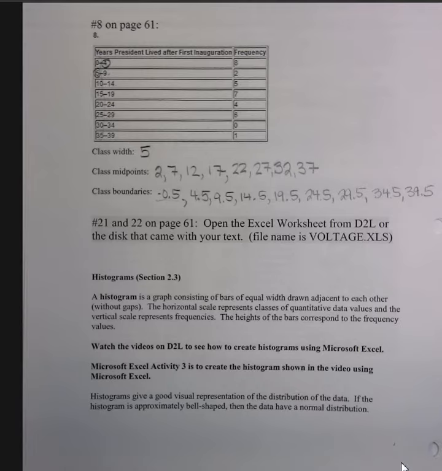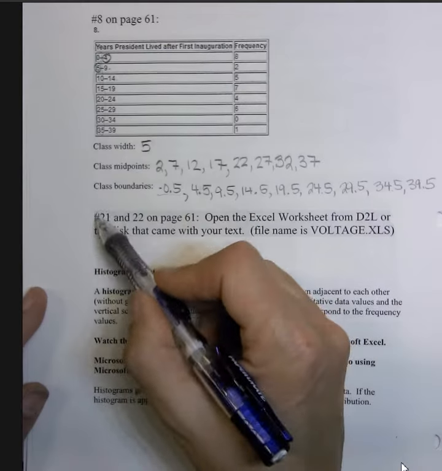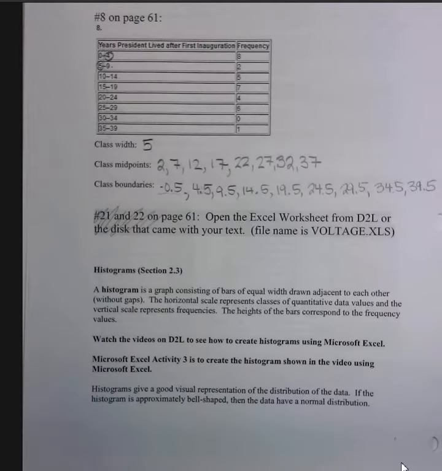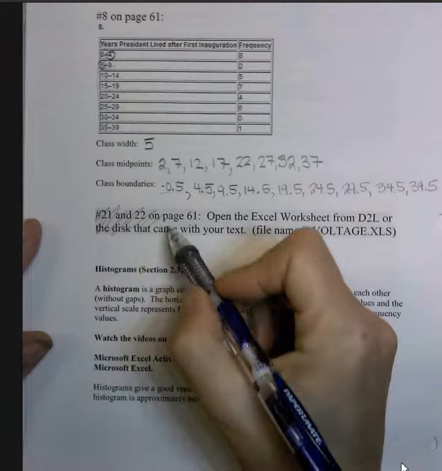And this actually, 21 and 22, I asked you to do that on one of the Excel activities, so we won't do it in class. And I'll talk more about the Excel activities before class ends today for what's due this weekend.